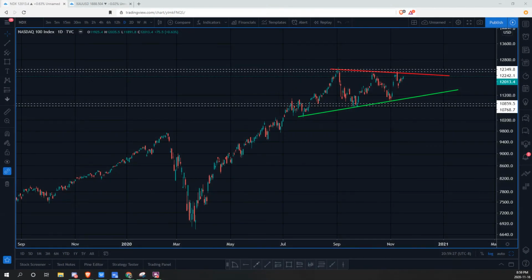We're going to be starting off with the NASDAQ as well as the S&P here today. First off, we want to look at the NASDAQ. Looking at this symmetrical triangle, we see a series of lower highs and higher lows, squeezing the price closer together.